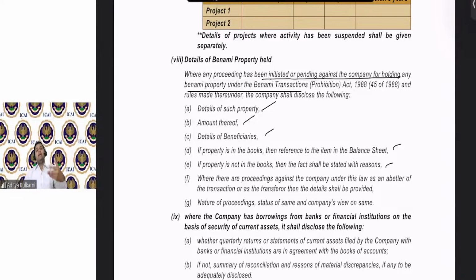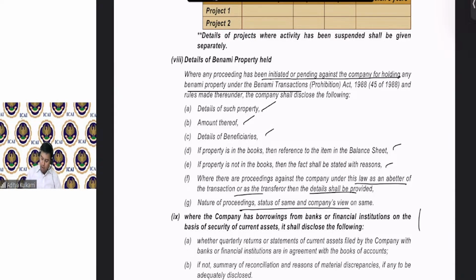This is basically about shell entities where you route the money through various group entities or shell companies, and ultimately you buy the land, where the intention is to mask the true owner of the property, to mask the identity of the beneficiary of the property. Where there are proceedings against the company as an abettor of the transaction, details shall be provided. Nature of proceedings, status of the same, and the company's views on the same shall be disclosed separately.